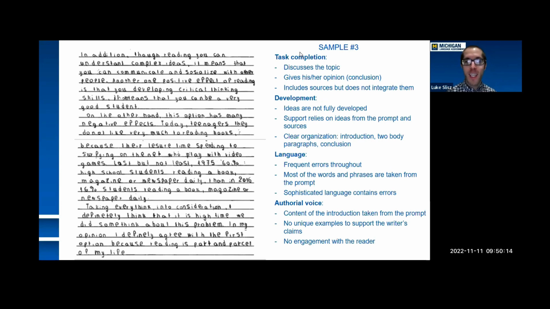Lots of content taken from the sources without the language being changed or added to. No unique examples to support the writer's claims, as I mentioned before. Critical thinking skills can help you in school, but how? If they had given us some examples, maybe from their own life, that would really have benefited the student in this case. So there's not a lot for the reader to engage with here. They're just simply reading information, facts, with no opinions to really tie into those things.